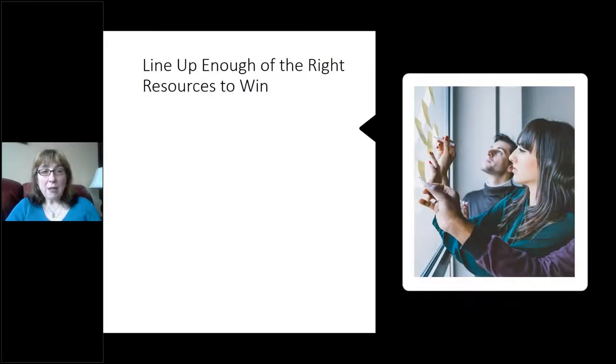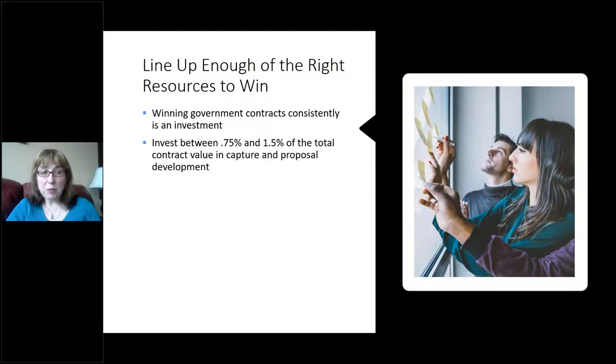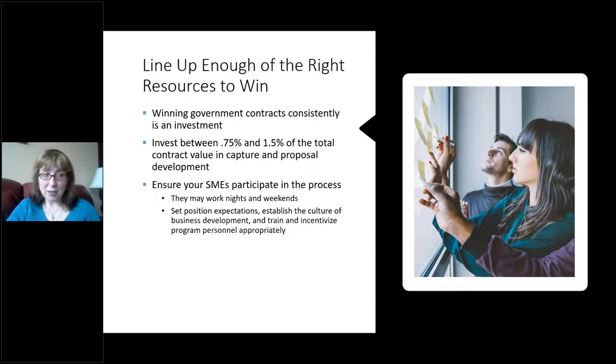So you want to line up enough of the right resources to win. Winning government contracts consistently is an investment. This is something that cannot really be done very well on the cheap. You want to expect to invest between 0.75% to 1.5% of the total contract value in capture and proposal development. But that pays huge dividends, essentially, in your ability to win competitive contracts.